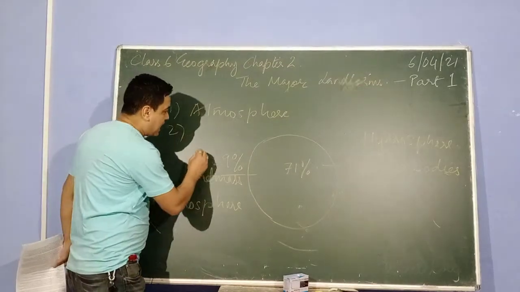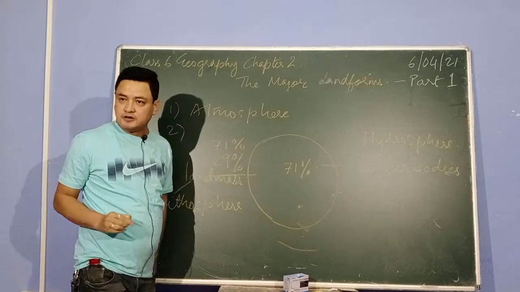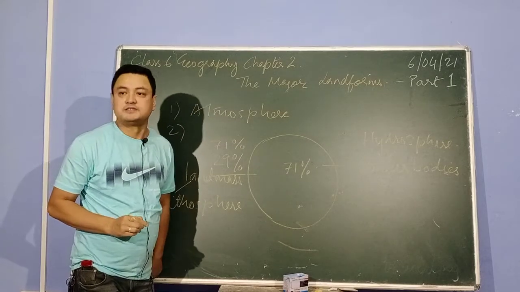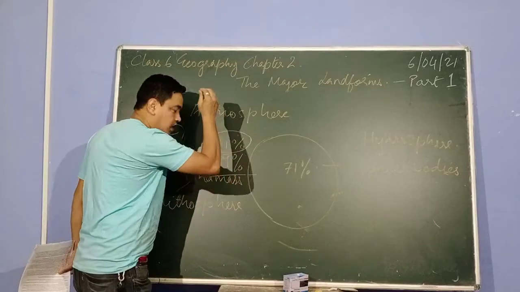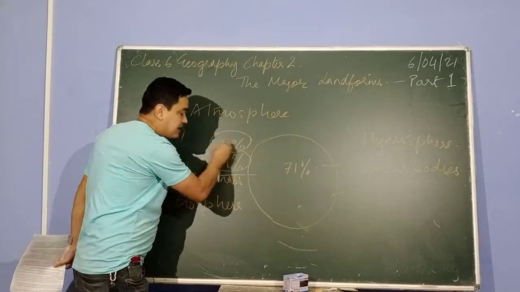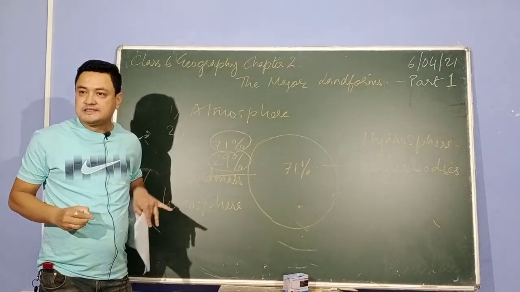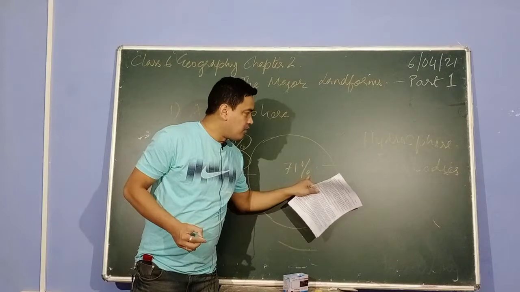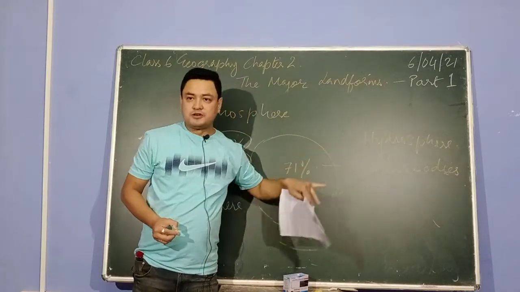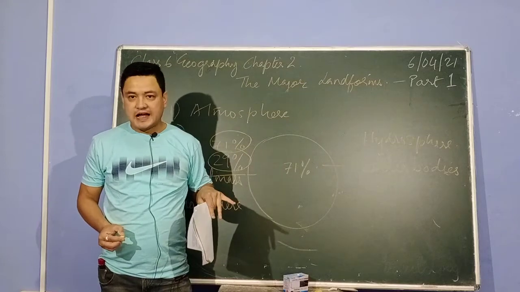So if you add 71% with 29%, you'll get 100%. So 71% of our earth is covered by water, 29% is covered by land. The land is called lithosphere or landmass, another name for land. Whereas 71% is covered by hydrosphere, that is called water or water bodies. Remember that.